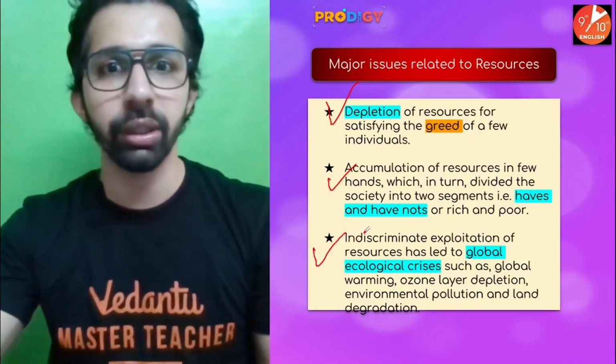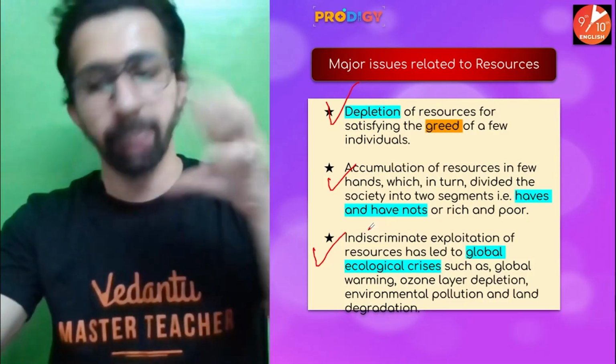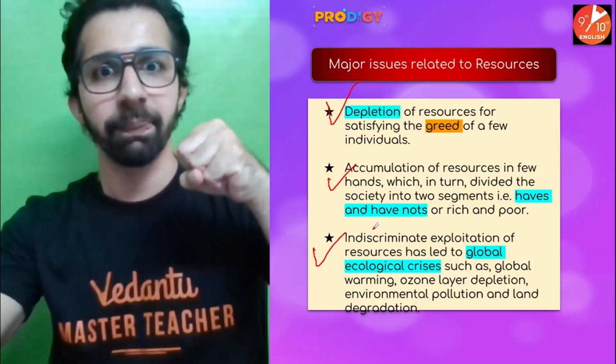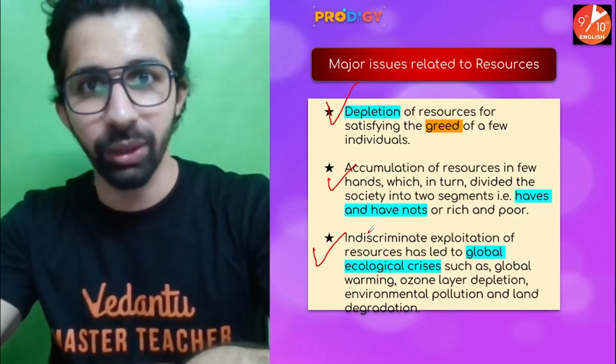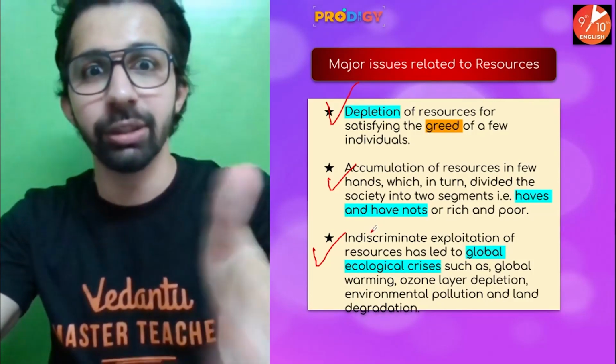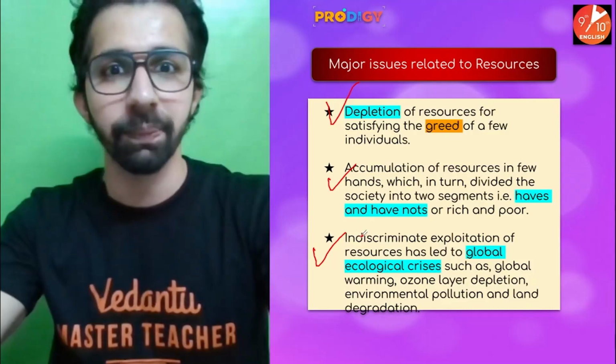Indiscriminate exploitation of the resources. Indiscriminate means what are we doing? With the help of the technology, we are extracting all the resources. Maximum of the resources we are extracting. Because of which what is happening? Today we are able to develop this world. But what about if these resources get exhausted permanently? What about the development in near future?